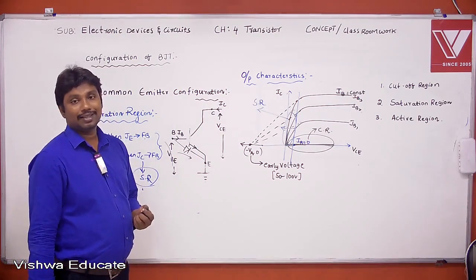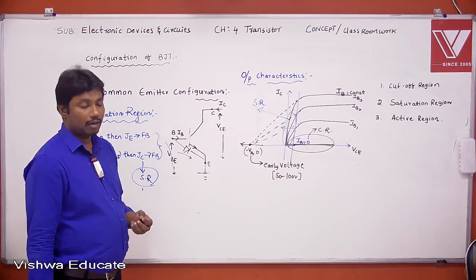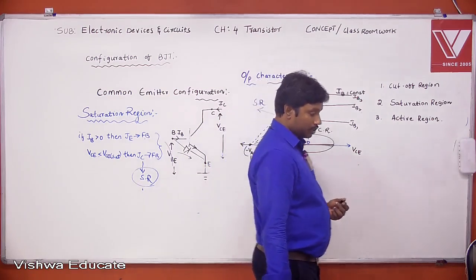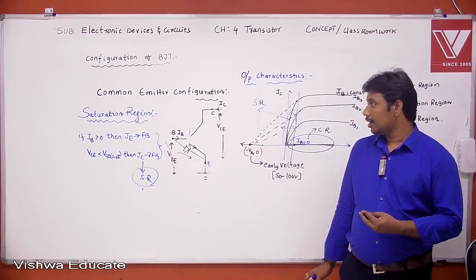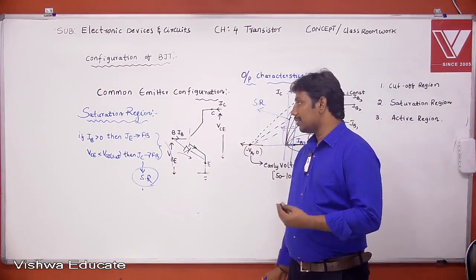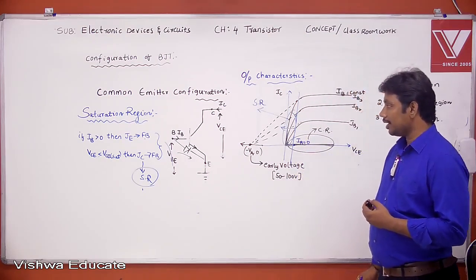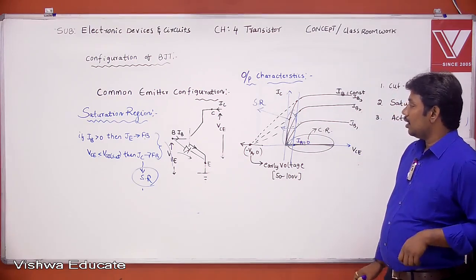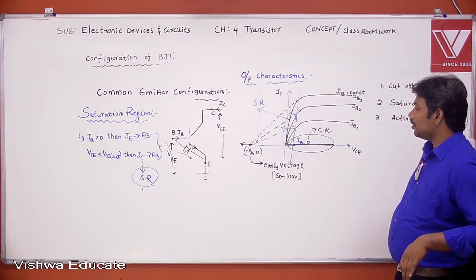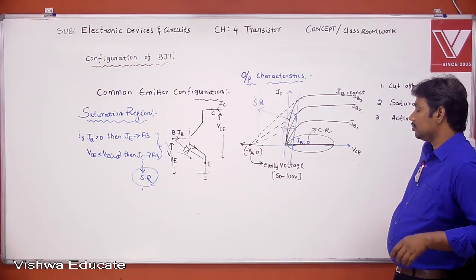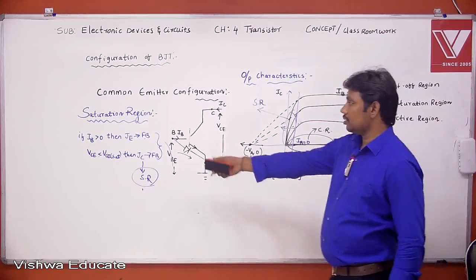The next one, saturation region. Write down the region in which IB is greater than 0 and left part of the VCE. Write down the conditions.